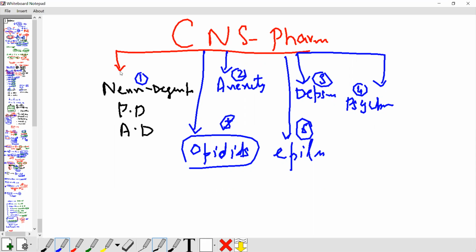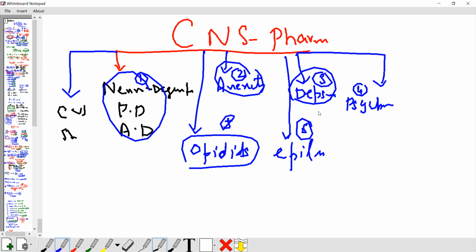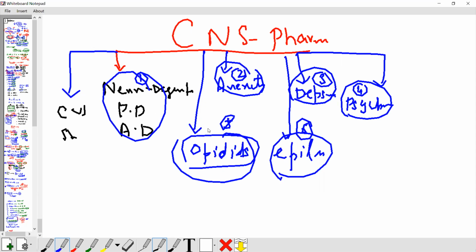One group is also CNS stimulants. Amphetamine and cocaine also work like CNS stimulants; caffeine, nicotine, these are all CNS stimulants. Clinical things we need to learn about: neurodegenerative, anti-anxiety drugs, antidepressants, antipsychotics, anti-epileptics, and opioids. These are the main six groups. Okay?